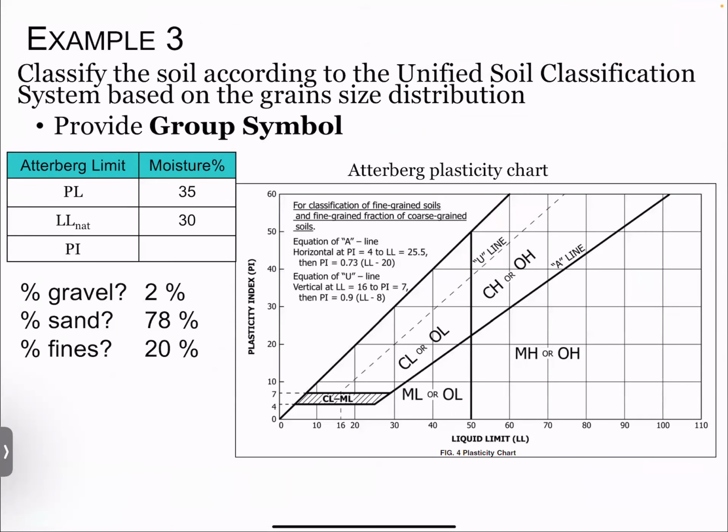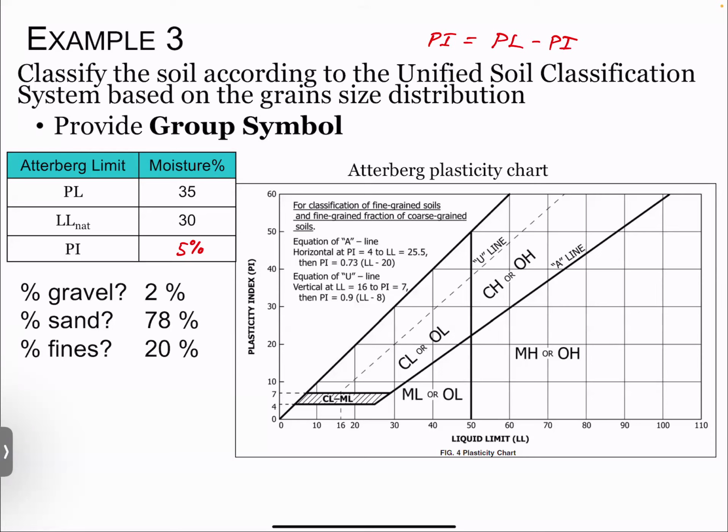So first we need to calculate our plastic index. It's a very, very hard equation. It's the liquid limit minus the plastic limit. So our plastic index will be 5%. And we'll do this in 2 weeks to show how you find these values. So we have 5% here.